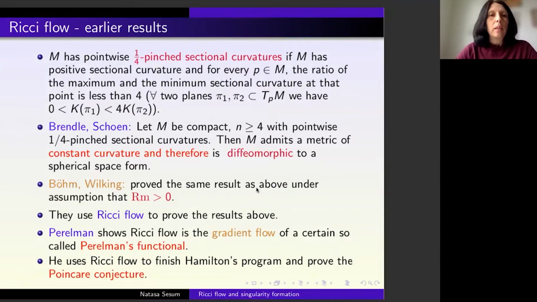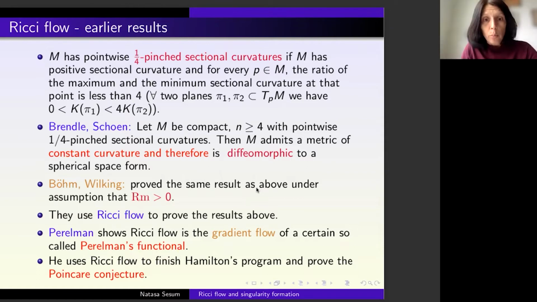After Perelman's work, there was a nice result of Brendle and Schoen, who also used the Ricci flow for manifolds with quarter-pinched sectional curvatures. We will say that a manifold has quarter-pinched sectional curvature if it has, first of all, positive sectional curvature and the ratio of the maximum and the minimum sectional curvature at that point is less than 4. And they proved that if M is compact and n is greater or equal than 4 with this condition, then M admits a metric of constant curvature and therefore is diffeomorphic to a spherical space form.